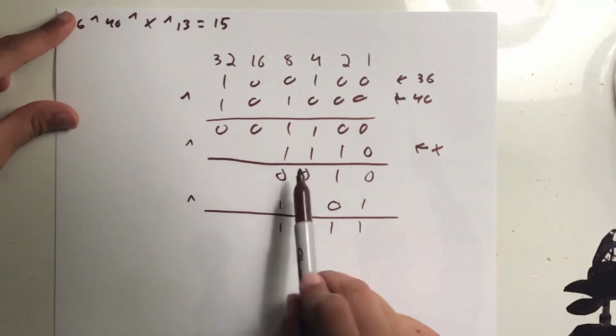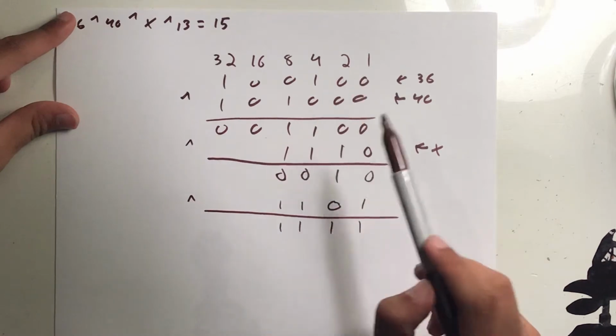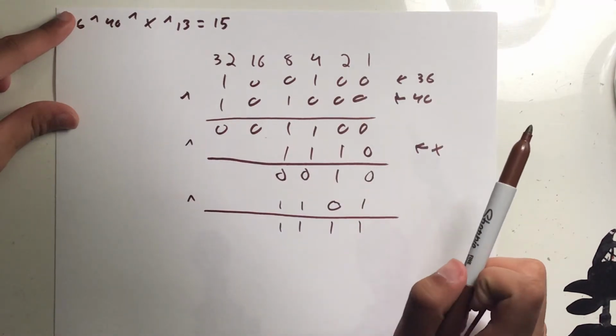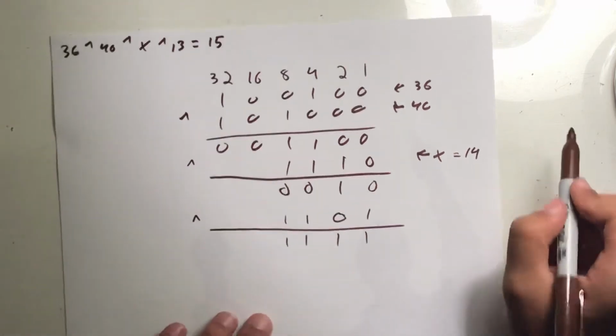So your answer is 1110, or in other words, 8 plus 4, which is 12, plus 2, which is 14. So x is 14, and that's your final answer.